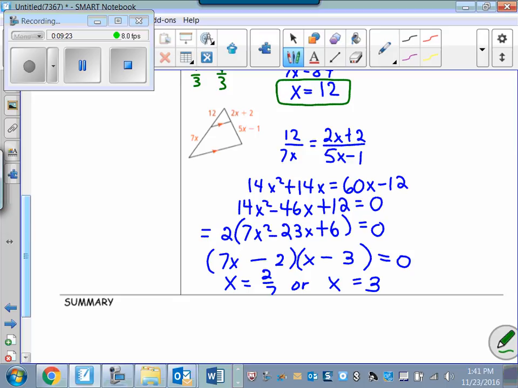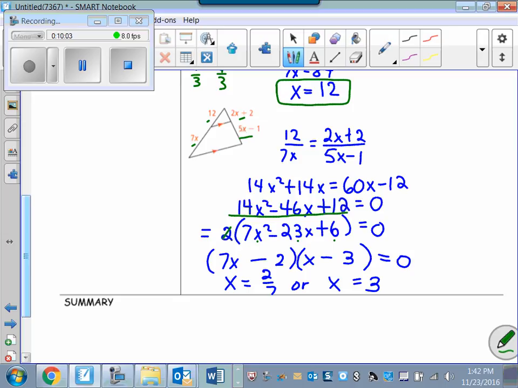And then finally, this one is back to the side splitter theorem. It just comes out ugly because, once again, I get a quadratic. 12 is to 7x as 2x plus 2 is to 5x minus 1. I get a quadratic here. When I get to this point, guys, I got a greatest common factor of 2 in each one of these numbers. When I factor it out, I'm left with 7x squared minus 23x plus 6. If I divide both sides by 2, then that 2 is going to disappear. And then I'm just left with factoring this terrible trinomial.